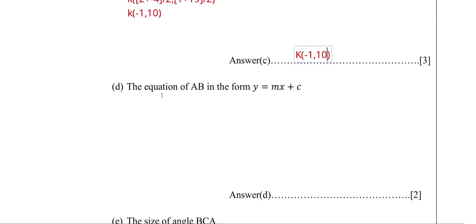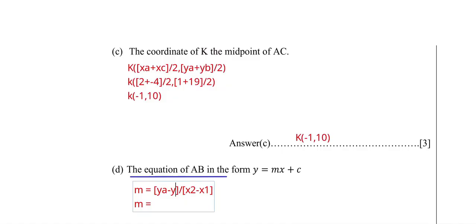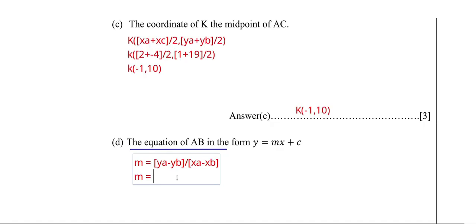Next question, the equation of the line AB. You are required to find the equation of the line AB in the form y equals mx plus c. First of all, given 2 points, to find the equation, you first need to find the gradient. So what is the gradient for this thing? Gradient is rise over run, so it's (y2 minus y1) over (x2 minus x1). In this case, you need to be careful. It's just A and B for this one. You need to be careful in doing this.